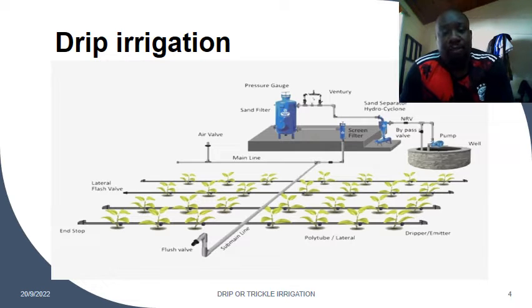Below is a layout of drip irrigation. That is, we have the well where we pump water from. Then we have the main tank and the various valves that are normally open to allow water to flow. Then we have the main line, and then we have the sub lines and the pipes that run across with each drip on every plant.